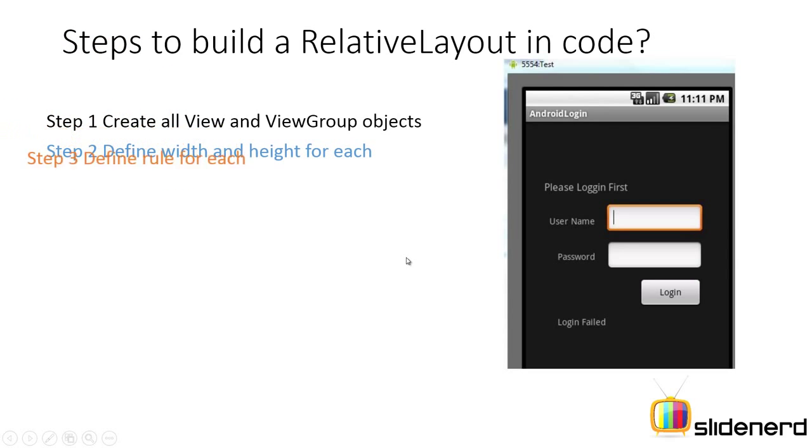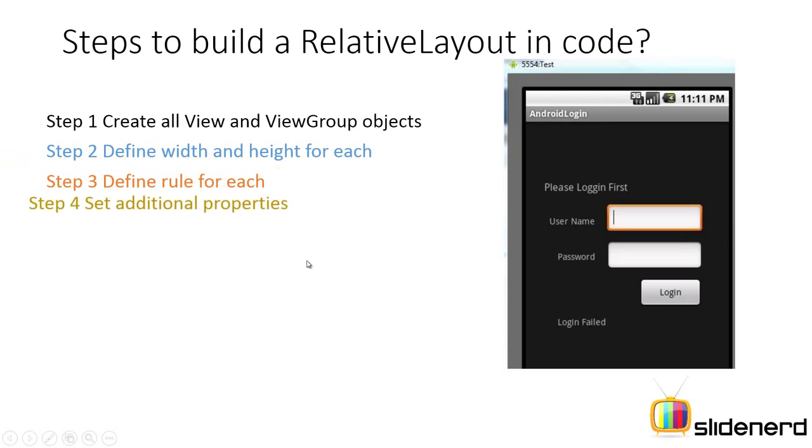In the third step, define the rule for each. Now this is a very special case. This applies only for a relative layout. So let me talk about what the rules are. Here you see this says please log in first, and then if you guys see, username comes exactly below this, the edit text comes to the right of this, and this edit text also comes below this, this other edit text comes below this edit text, and in all these things you can see the relationships between each view, right, in terms of who comes where, and that is what rules are all about. All these rules are going to be defined in the third step.